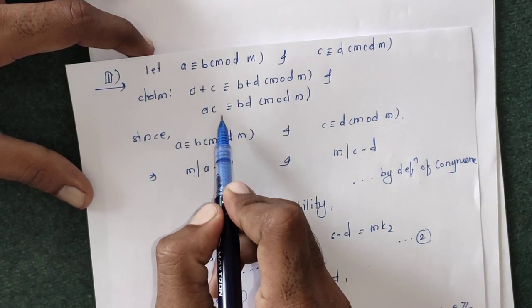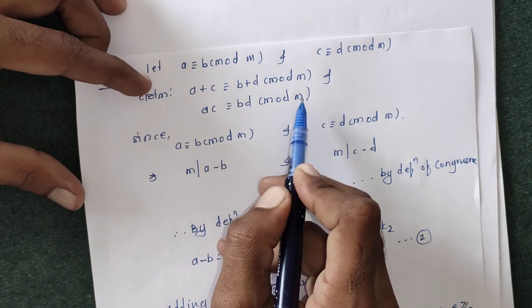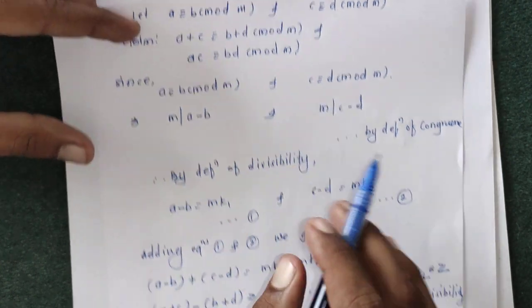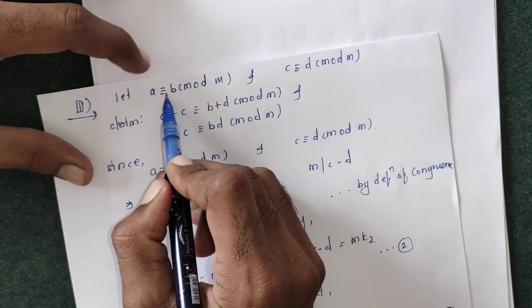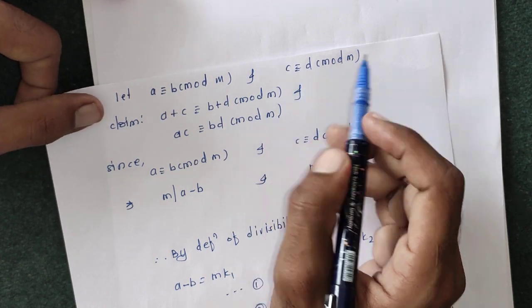Now to prove AC is congruent to BD mod m, we again have A is congruent to B mod m and C is congruent to D mod m.